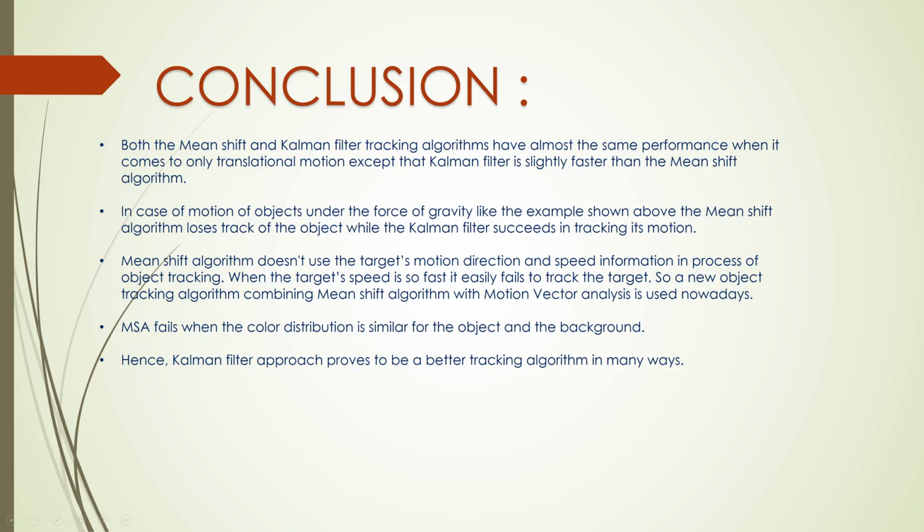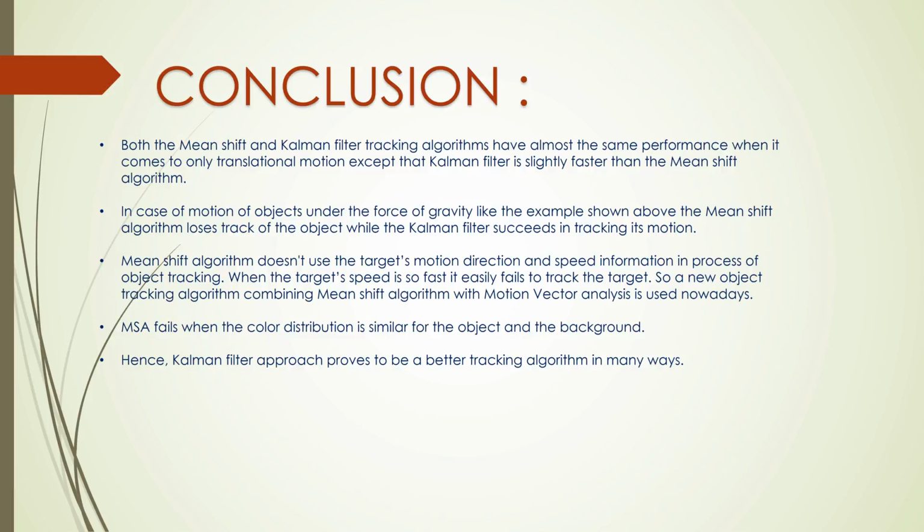Now getting to the conclusion. Both the mean shift and Kalman filter tracking algorithms have almost the same performance when it comes to only translational motion, like the translational motion of a ball. Except that the Kalman filter is slightly faster, as can be observed from the elapsed time. So the Kalman filter algorithm is a little faster than the mean shift algorithm.